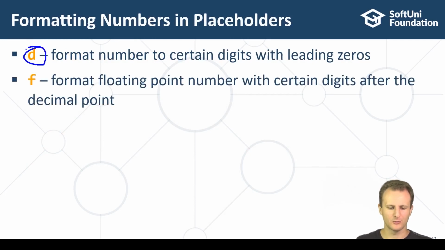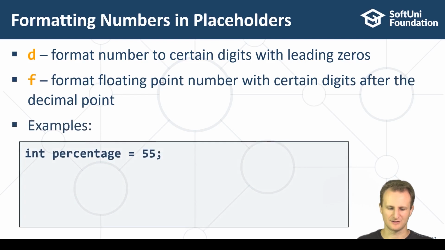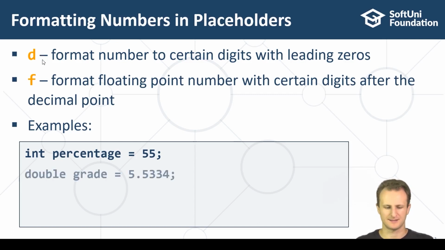So printing with the symbol D prints digits, integer digits, and you can pad that with a certain amount of leading digits if you want. And if you add F, that prints a floating point number. So D is for digits of an integer number, whereas F is digits of a floating point number, meaning a number like 5.3, let's say.